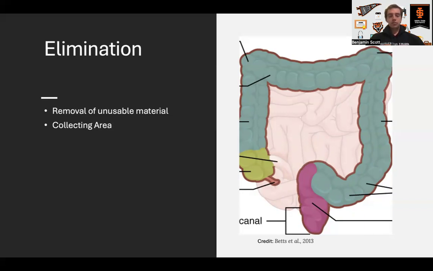In the large intestine, a lot of that material is collected and moved through. Any excess water that your body wants to keep, it can still remove from there, but it's the gathering point, the collecting area. Then once it hits the colon, it is secreted as waste, which you all know.